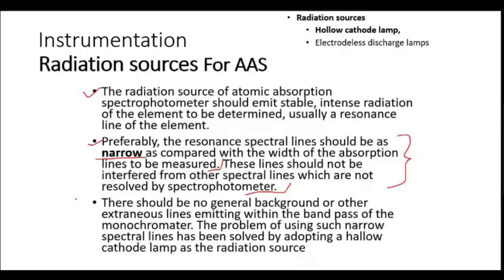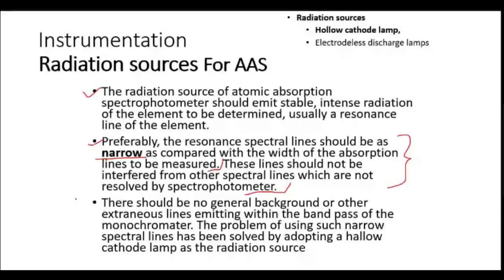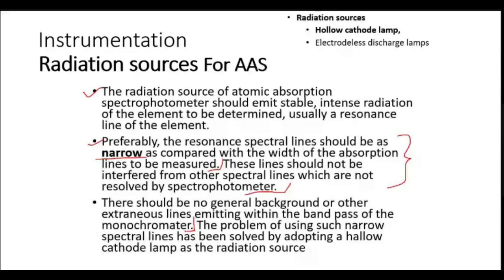Next point, there should be no general background or other extraneous lines emitting within the band pass of the monochromator. This is a very crucial point. The atoms are present in a flame, and flames are bound to emit electromagnetic radiation. But suppose you are observing a wavelength of 500 nanometers. The flame should not emit any wavelength near that 500 nanometers. The problem of using such a narrow spectral line has been solved by adopting a hollow cathode lamp as a radiation source. Now let us see how that hollow cathode lamp works.